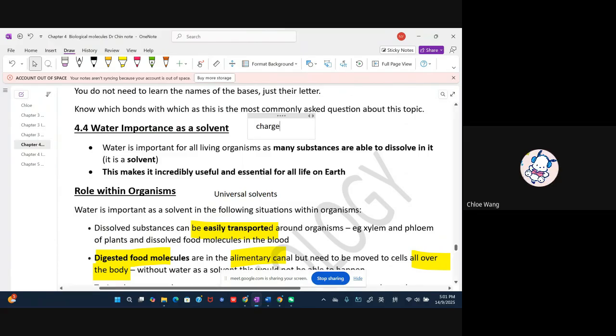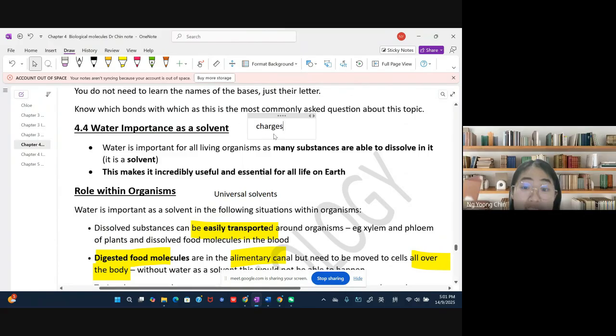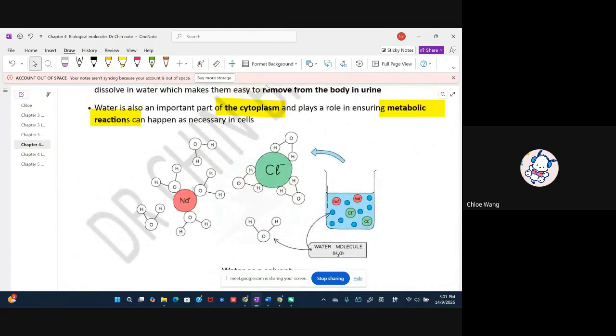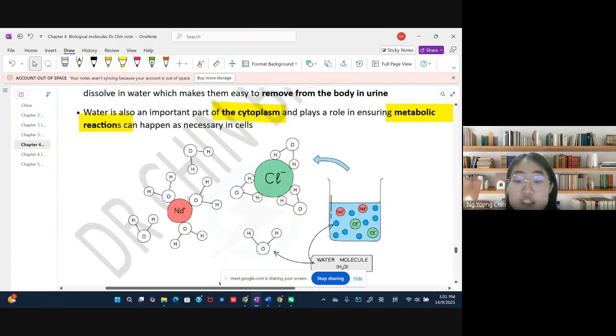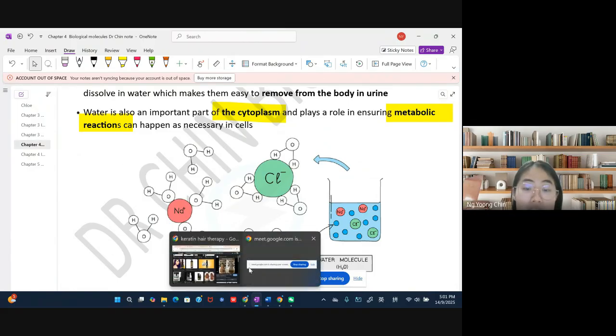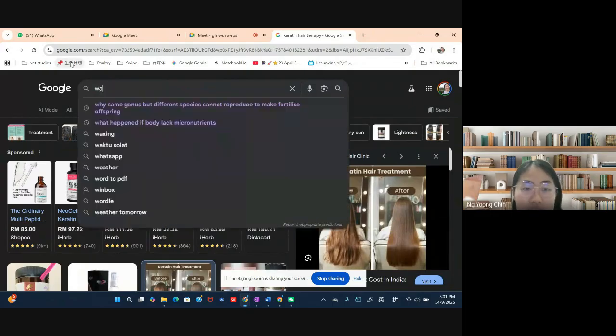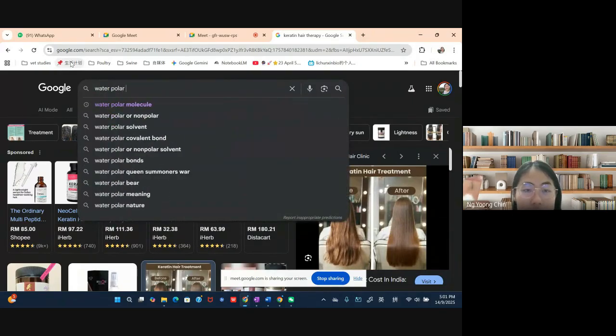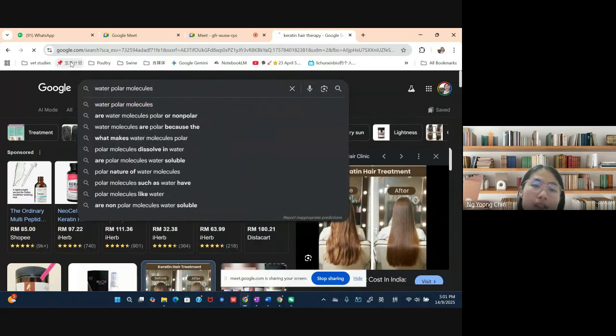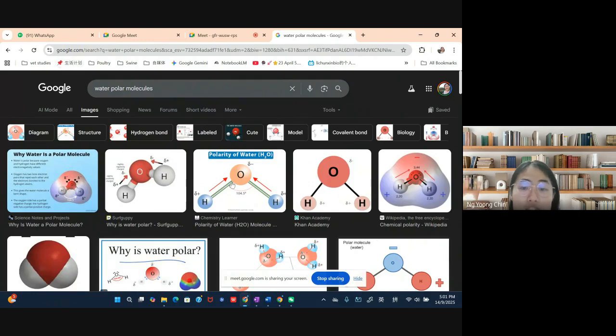Water has a charge. That's why water is a polar molecule. You can see, right? This is also chemistry, okay? Chemistry you learn more. Water is a polar molecule. They have a lot of charge. You can see, right? There's a charge.